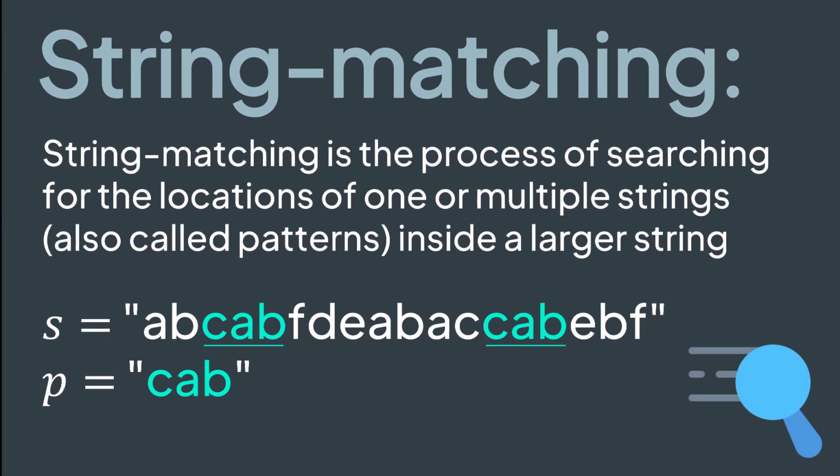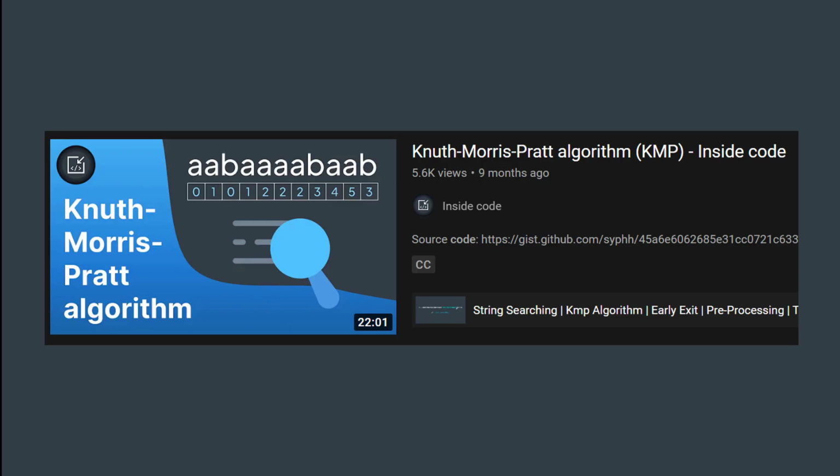Last term, string matching. String matching is the process of searching for the locations of one or multiple strings, also called patterns, inside a larger string. And there exist different string matching algorithms. We've seen one in this channel, the KMP algorithm. We're now ready to start.